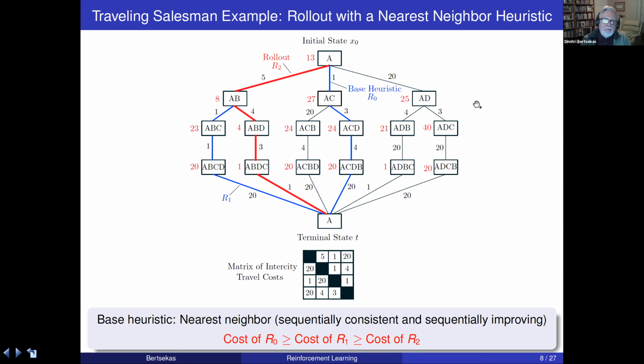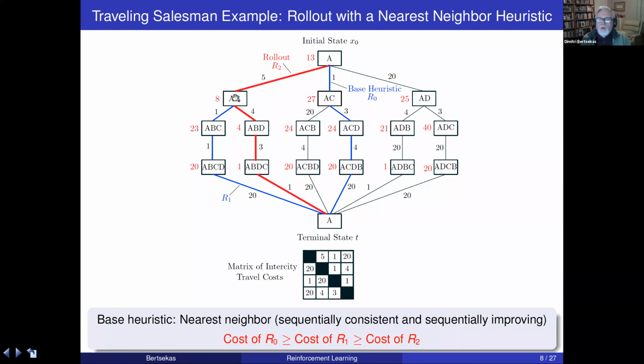Let's trace what's happening. We start at CDA, that's the initial condition. We follow the nearest neighbor principle, okay? Nearest neighbor principle takes us down along this blue path. That's our trajectory R0. Then we try to do rollout from A. And then we go one step to cities B, C, and D. And then we follow the nearest neighbor principle. From AB, I go down this path. From AC, I go down this path. And from AD, I go down this path. And the winner is this one. This one has minimum cost, minimum Q factor.